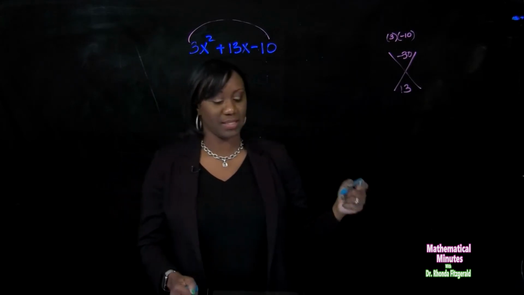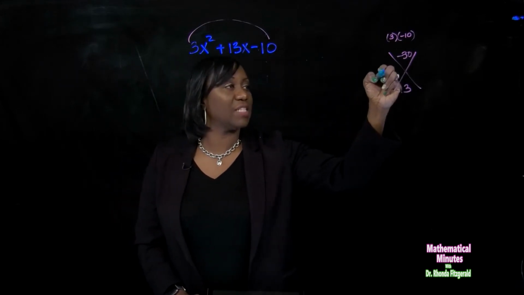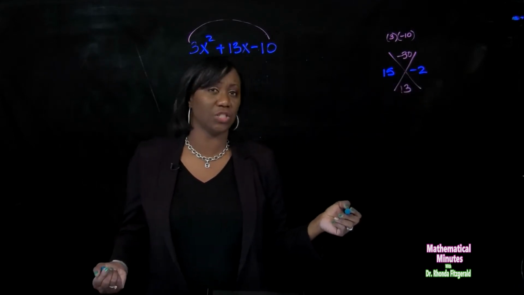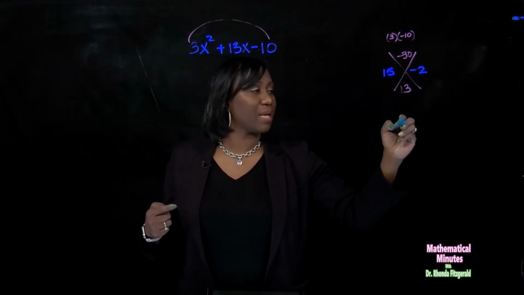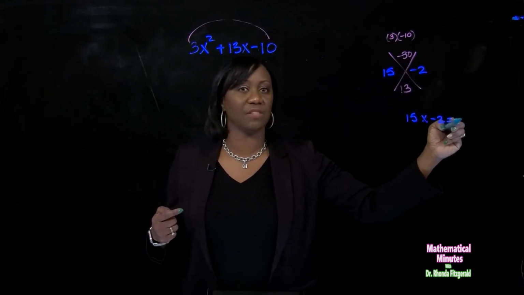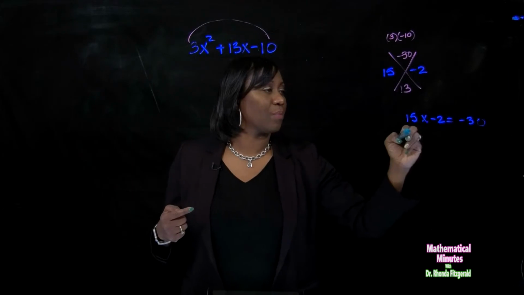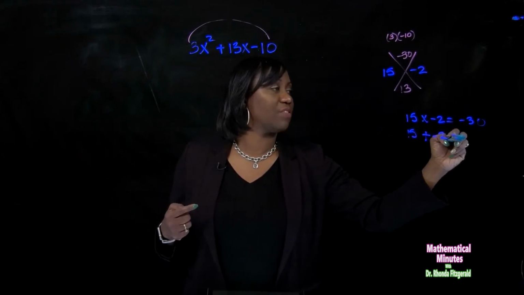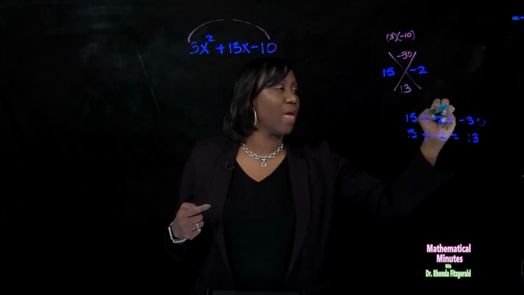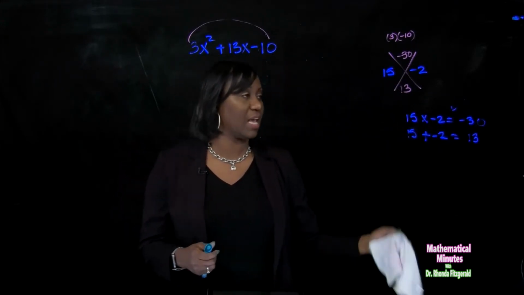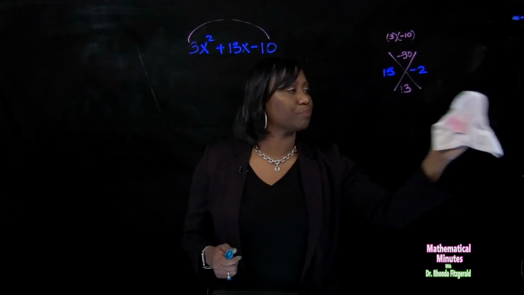And the two numbers that satisfy this are 15 and negative 2. So why is this the case? Because 15 times a negative 2 gives me negative 30, but 15 plus a negative 2 gives me 13. So now we know, yes, these are the numbers that we are looking for, 15 and negative 2.